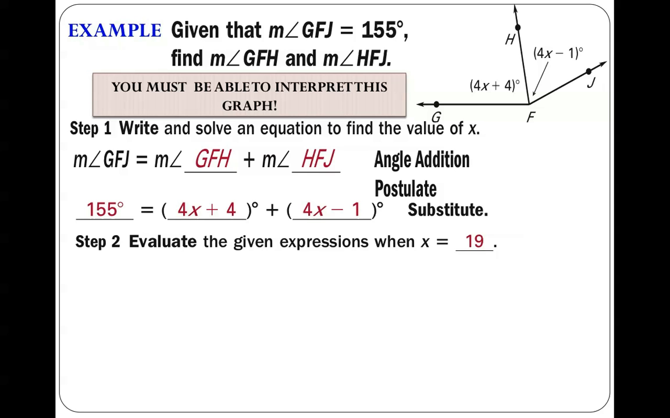Get x is equal to 19. Now, of course, that's not the answer. That's just what x is equal to. So you have to then go ahead and plug it back in. So this x equal to 19, you're going to plug in here, and you're going to plug in here. Now, a way you can double check yourself is that when you get this and you plug this in, this angle here plus this angle here should be equal to 155. So that's how you can tell if you did it correctly.